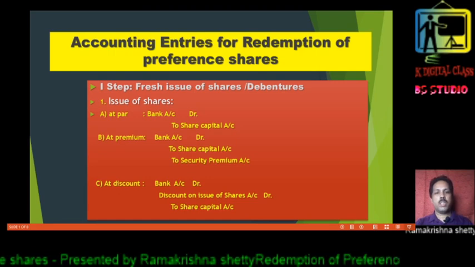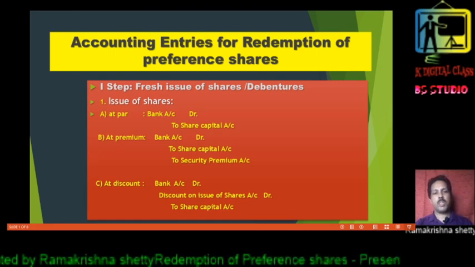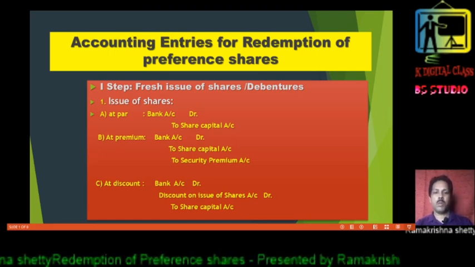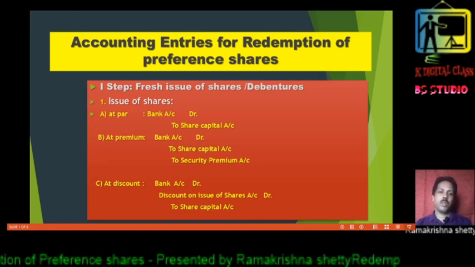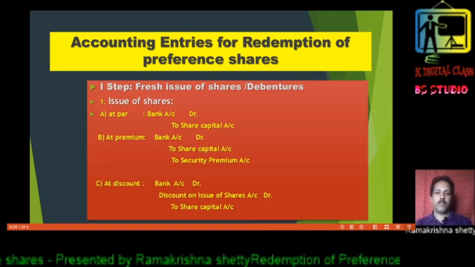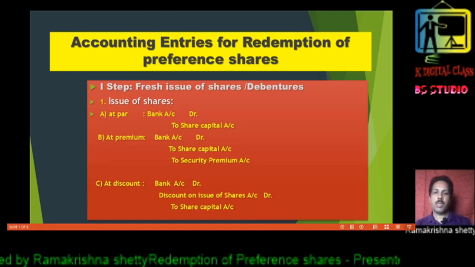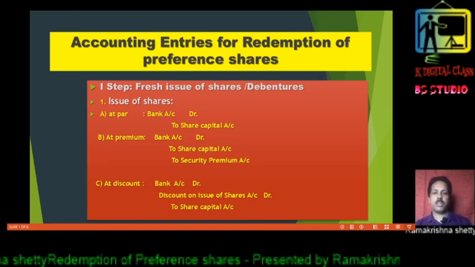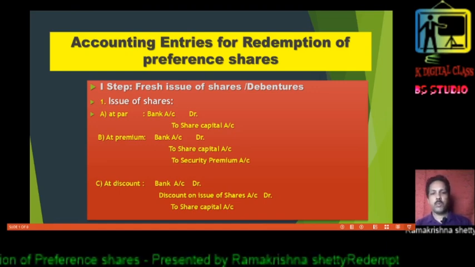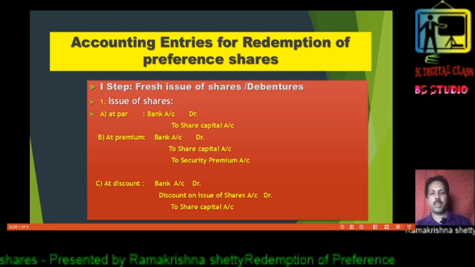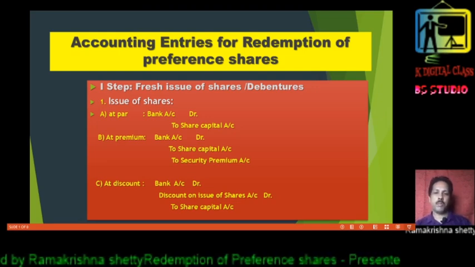Number 1. Issue of shares. Shares may be issued at par, premium or discount. Shares issued at par, that is equal to face value of the shares, amount collected equal to face value. The entry: bank account debit to share capital.